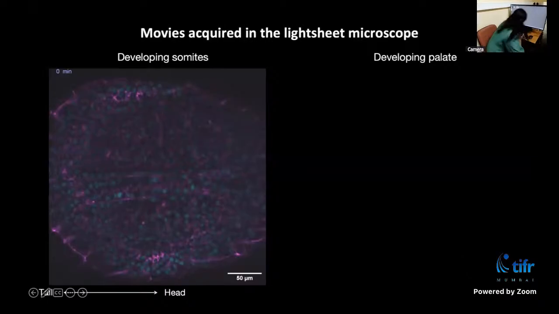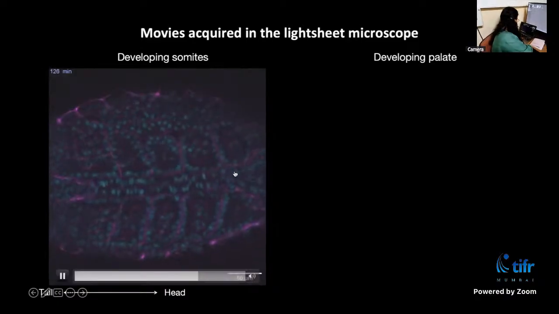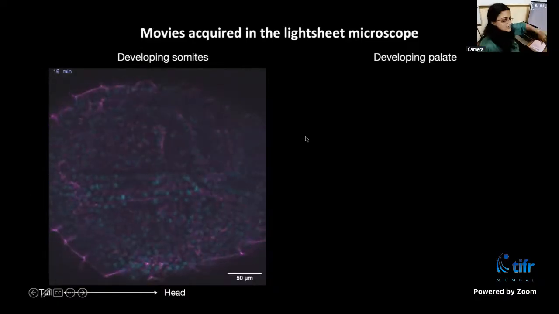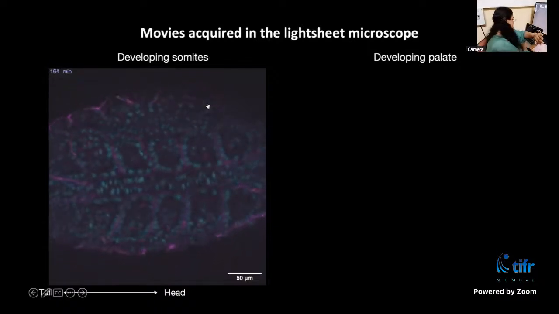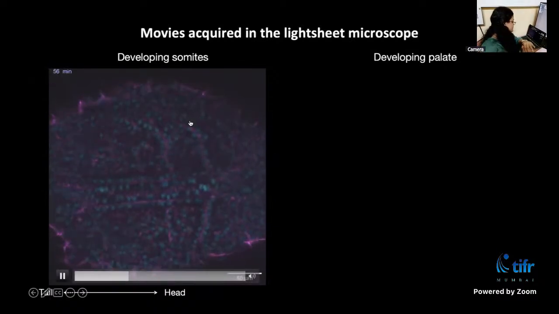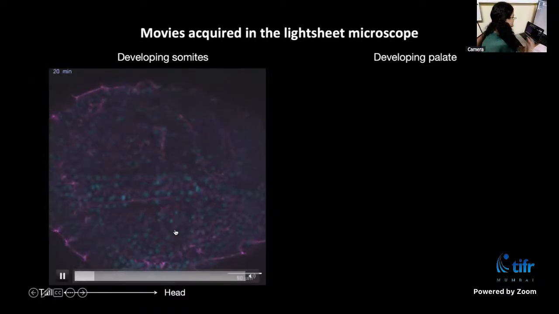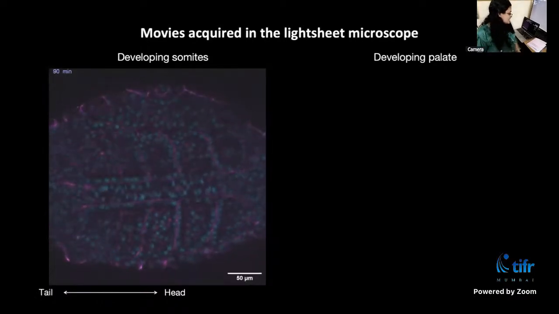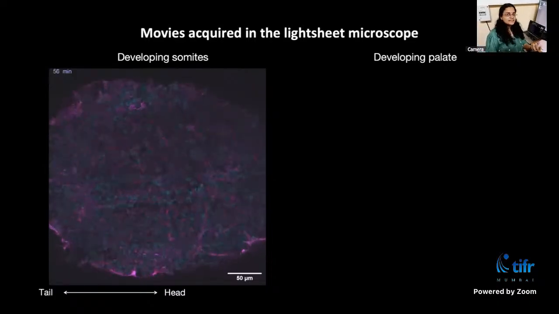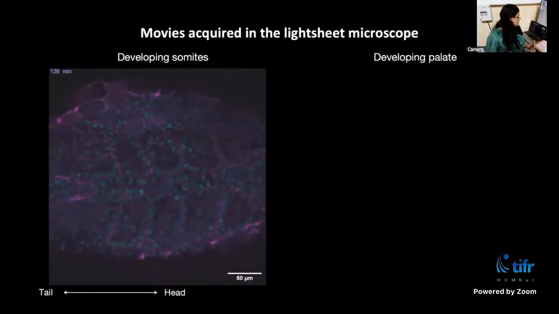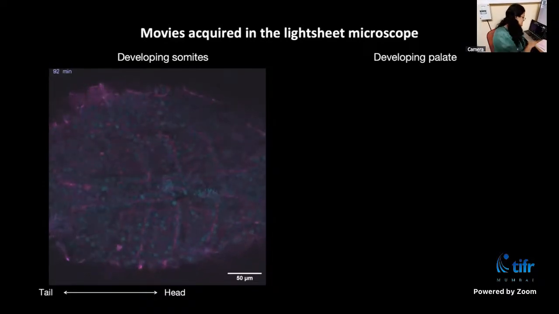So on the left, you again see a somite stage embryo, where right now the embryo is lying parallel to the ground. So what you see in the middle is the notochord, and on either sides you see somites developing. And the question that I am asking in the lab is, how does a somite gain its final shape, and what are the mechanisms that are regulating this process?